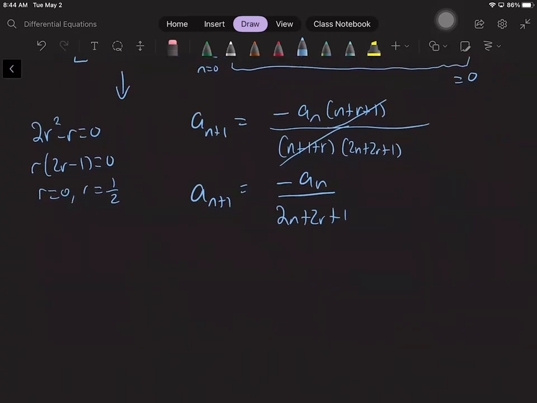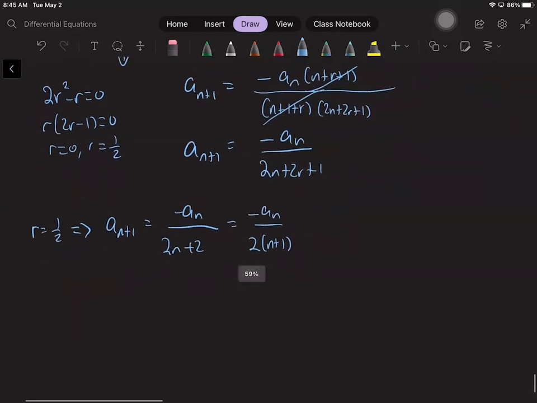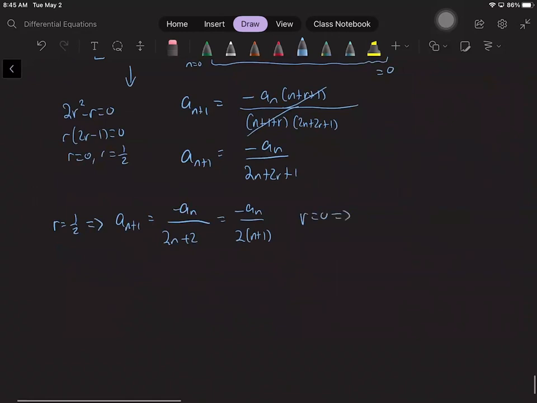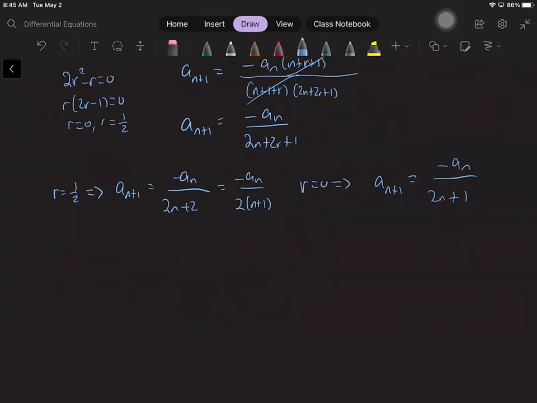Okay, so r equals 1/2. That will give us a_{n+1} equals negative a_n over (2n + 2), or you could write it like this. And then r equals 0 will give us a_{n+1} equals negative a_n over (2n + 1). All right, so now we just start writing out a couple terms to find the pattern.